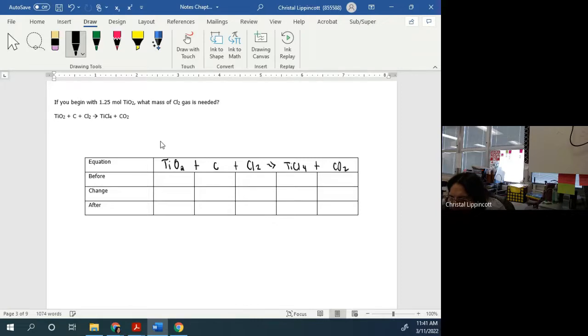All right, I need to balance this. I think I just need to put a 2 here, and I think it's got balance then. 1, 4, 1 carbon, and 2 oxygen. Yeah, that's balanced. Okay, so this just needed a 2 in front of it here. So when you write that out, that's what that needs to look like. All right, I am starting with 1.25 of this. How much of this do I have?